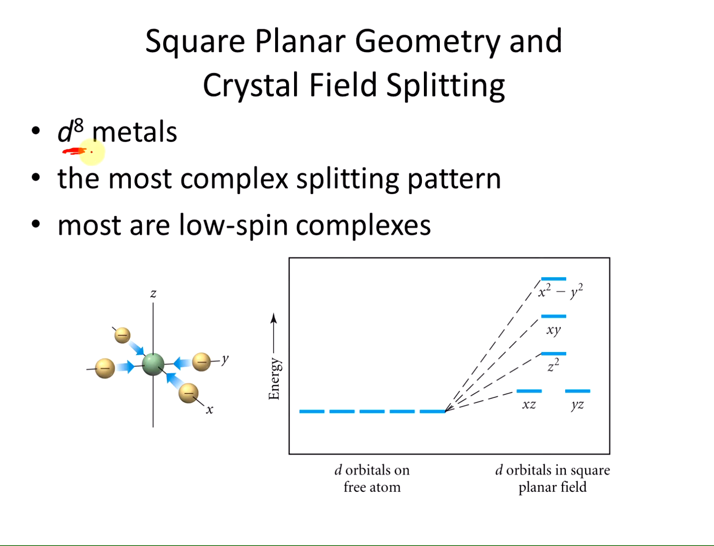And the d8 complexes, most of them are going to be low spin. So let's say it's 8 electrons, we're going to treat it as low spin. So 1, 2, 3, 4, 5, 6, 7, 8. Because there's a big energy gap in between these orbitals, the electron doesn't get promoted.